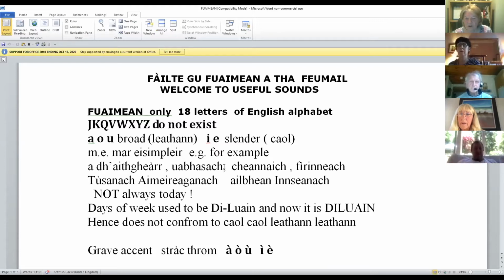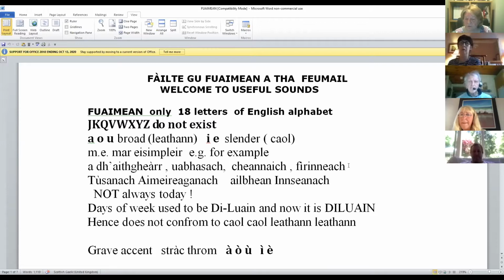"Uabhasach": A to the A to the A. "Uabhasach" means awful, if you want to know the translations of them. "Cheannaich mi" means I bought something. "Cheannaich" is the past tense of to buy. You're just hearing the ICH sound, but there's an A as your last vowel before the double consonant there. So you've got to have A-N-N-A, then ICH.